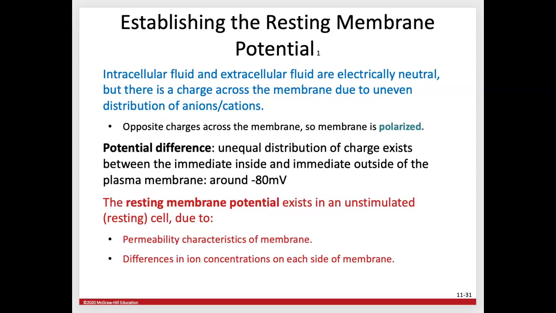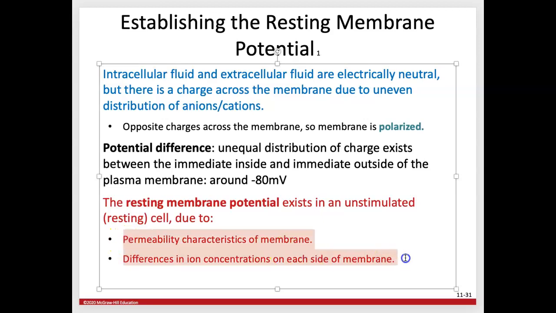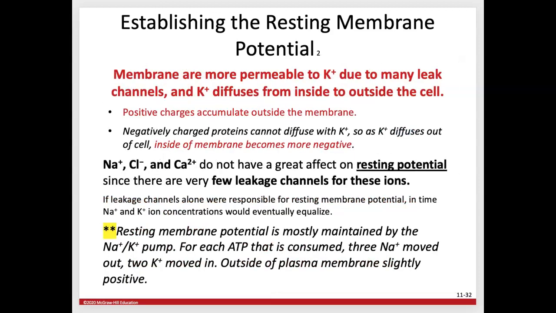So the resting membrane potential exists in an unstimulated cell due to permeability of the membrane and differences in the ion concentrations on each side. How does that resting membrane potential exist? It exists due to these two things. And I would guess that this is going to be a test question. The permeability of the membrane as well as differences in ion concentrations on both sides. That's how we get the resting membrane potential.